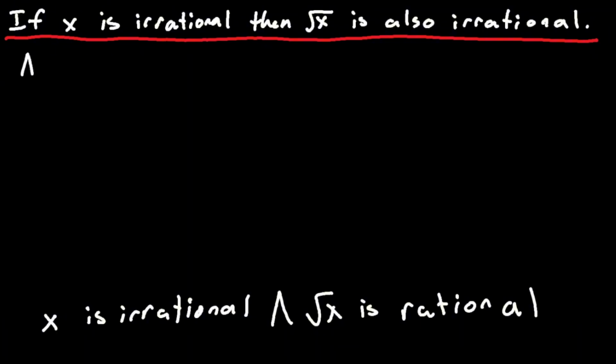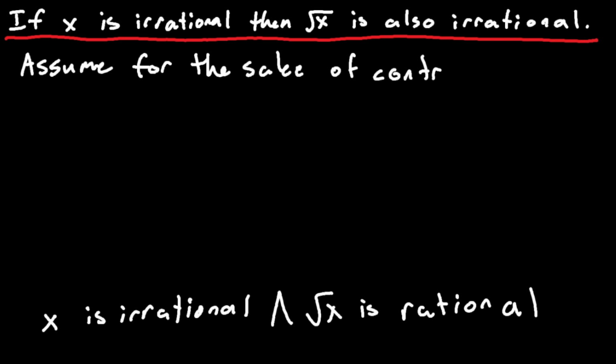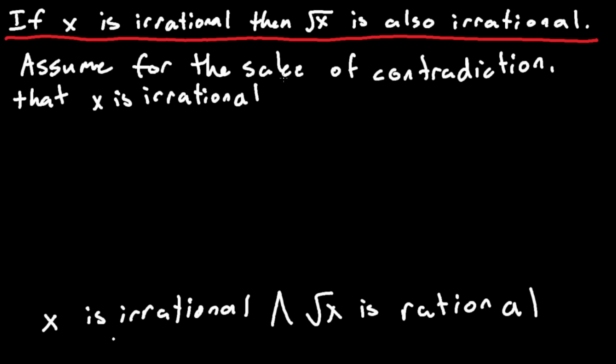So let's write this down. Assume for the sake of contradiction that, and I should write this smaller because I might run out of space, x is irrational. And this is our assumption down here. So this is what we're assuming: x is irrational, and this is the and operator, and the square root of x is rational.